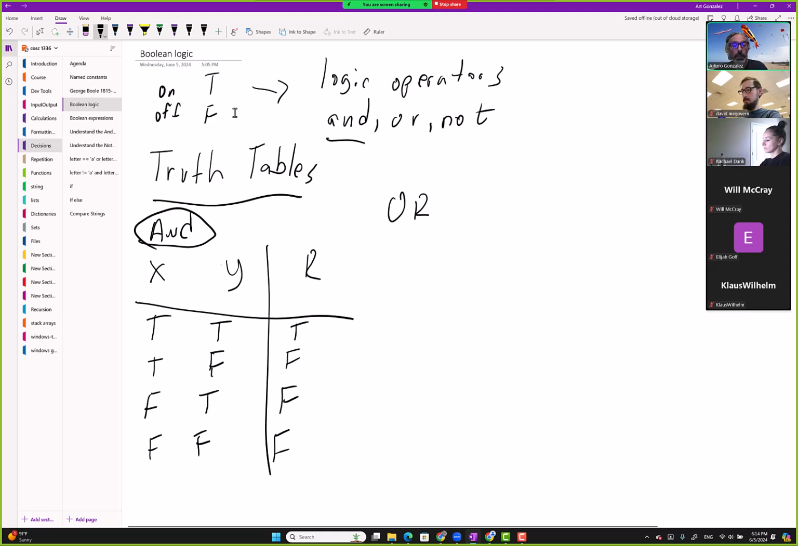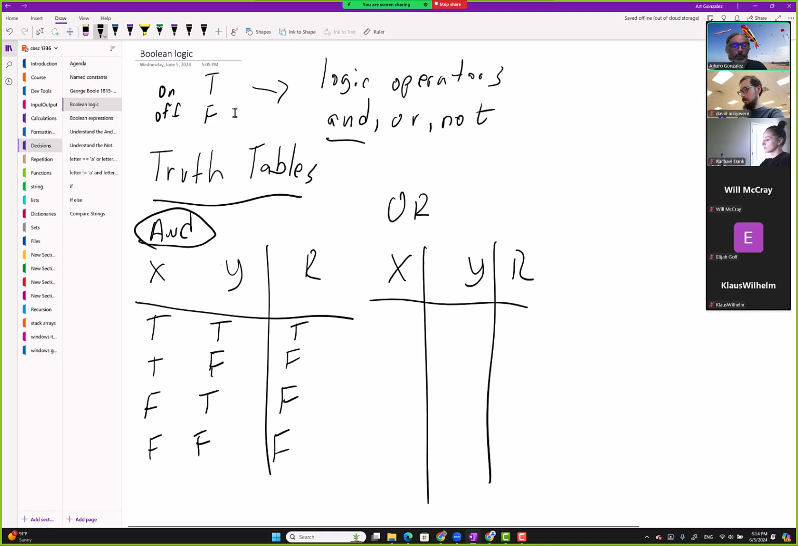And then the OR operator. So if we have x and then we have y, we'll have some results, right? So if x is true and y is true, then the result is true. And if x is true and y is false, then the result is true. And if x is false and y is true, then the result is true. Only if both are false will the result be false, and that's the OR operator.